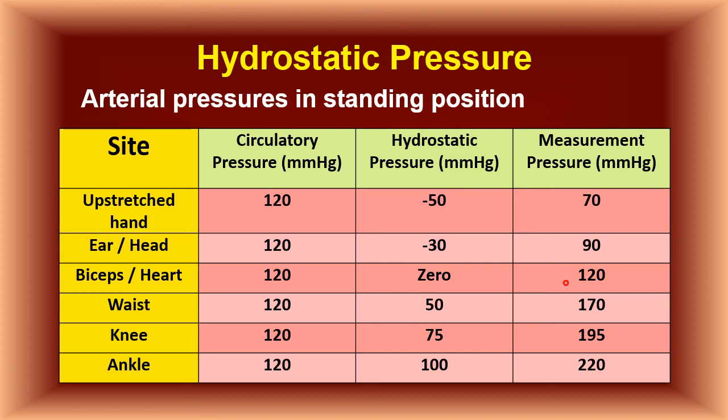How can I measure it? At the level of the heart, at the brachial area. That's why you wrap the cuff of the sphygmomanometer, the device you use to measure the blood pressure, around the brachial area. Why? Because this has zero hydrostatic pressure. I'm measuring the true arterial pressure without the effect of the hydrostatic pressure on my measurement.